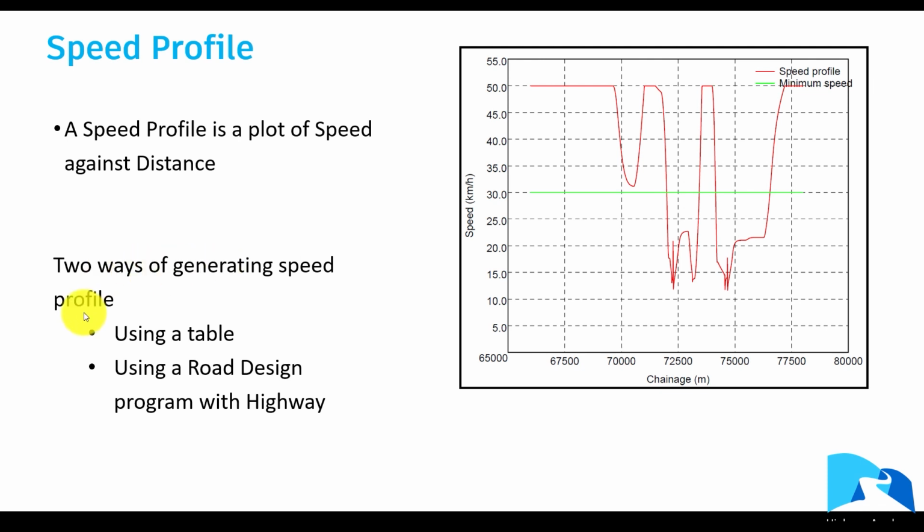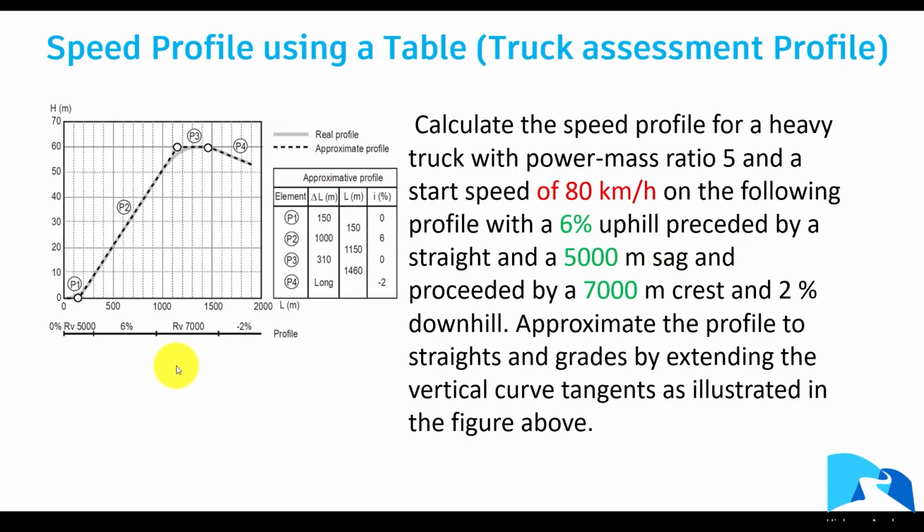So we find that there are two ways of generating speed profiles. One is using a table, and one is using a road design program, which allows for speed analysis. The normal method is to use a table. Most manuals will have some form of example and explanation. In this video, I'm going to go briefly into the table method, and then we shall use a 3D program. If you're interested in how to do it using a 3D program, which I recommend because you have more control, look at a later part of this video.